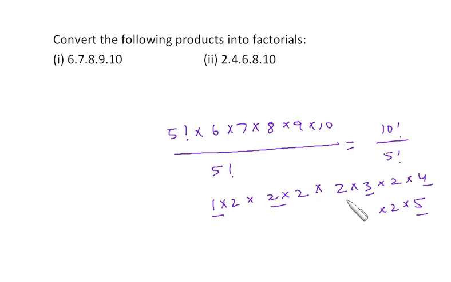So 1 into 2 into 3 into 4 into 5, that is 5 factorial. And then we have 5 times 2, right? That means 2 raised to 5. The 5 2's are being multiplied with each other, so it's 2 raised to 5. So this conversion to factorial is 2 raised to 5 into 5 factorial, right?